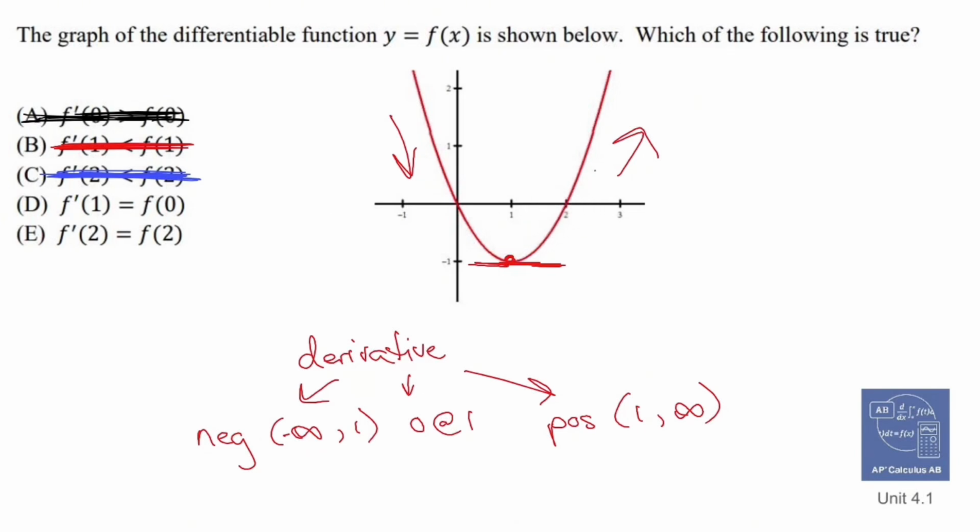F prime of 1 is going to be the derivative at 1, which is 0. 0 is equal to f of 0, which is true. F of 0 is 0, and the derivative at 1 is also 0. D is true. Now, I'm assuming we're maybe just finding 1. Maybe this is one of those select all that apply. I could be wrong. Let's just keep going. F prime of 2 is going to be some positive number we don't know. F of 2 is going to be 0. Is a positive number bigger than 0? No. So this is one of those only one answer things, and the only answer that seemed to work is D, baby.